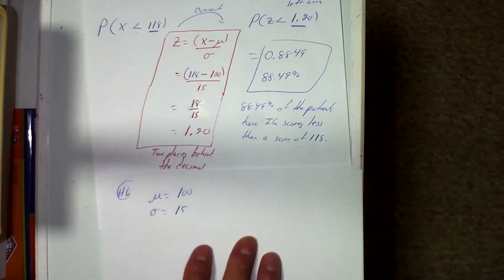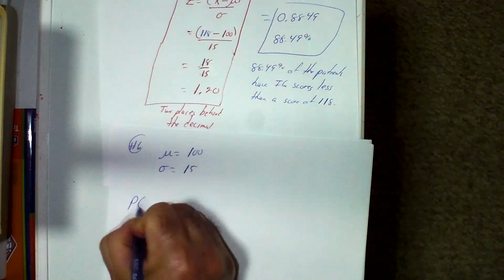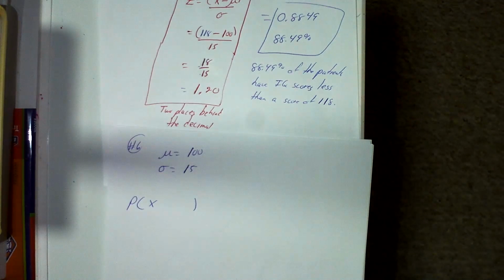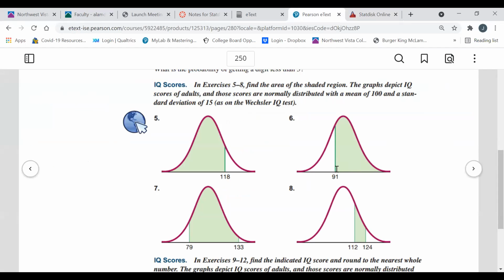All right. The only difference is I need to write down my probability. So we're going to put probability of X is what? Let's go back to the problem and we'll identify it. Notice there's a 91 and it's shaded to the right. That means my inequality is going to be greater than 91. It's shading to the right. Any numbers above 91 are greater, right?